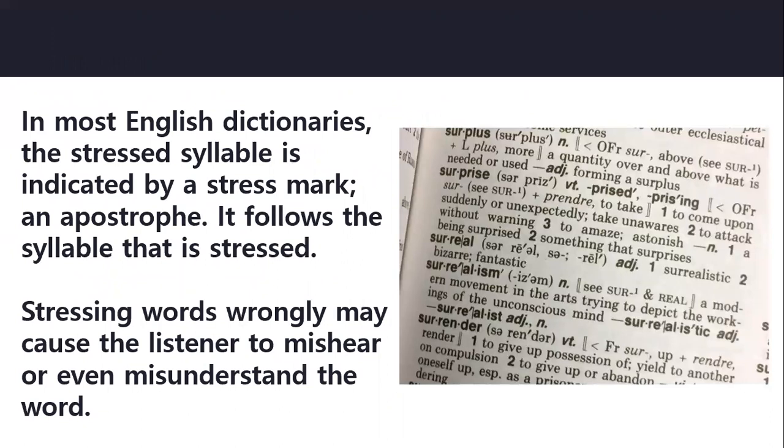Thus, in most English dictionaries, the stressed syllable is indicated by a stress mark, a symbol that resembles an apostrophe, as you can see in the picture. The stress mark follows the syllable that is stressed. Moreover, putting the stress in the correct position of a syllable when speaking is crucial, since putting it otherwise may cause the listener to mishear or even misunderstand the word.